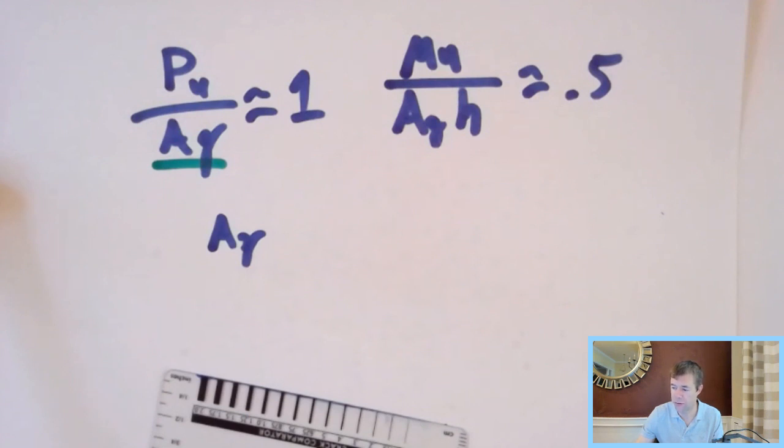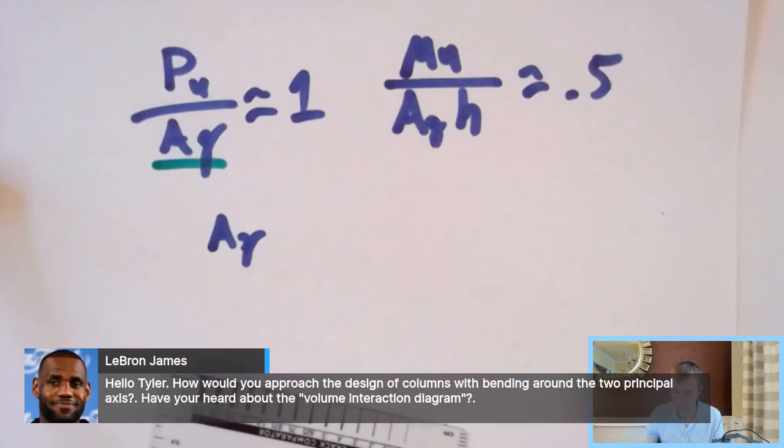LeBron James says, how would you approach the design of columns with bending around the two principal axes? Have you heard about the volume interaction diagram? Sure. So thank you, LeBron.